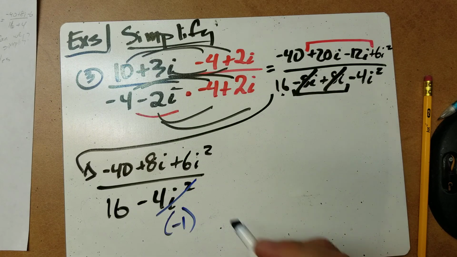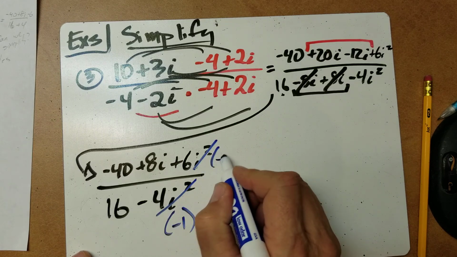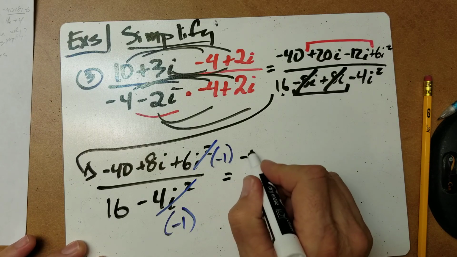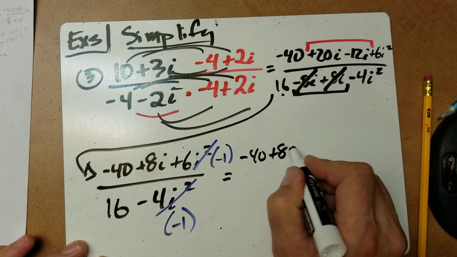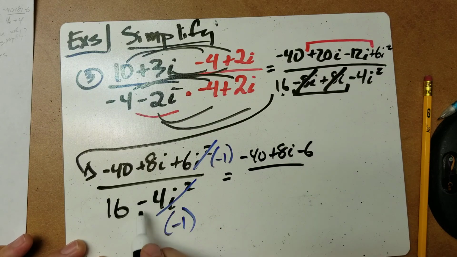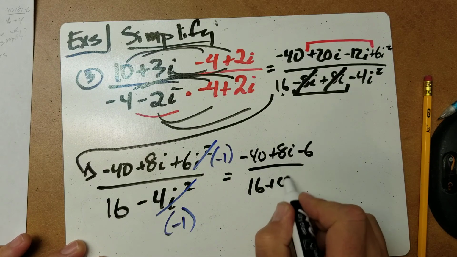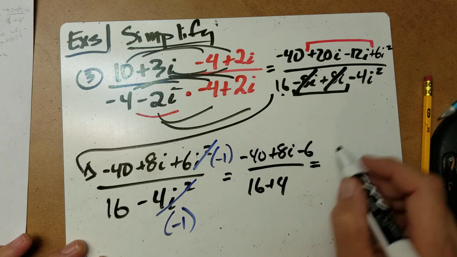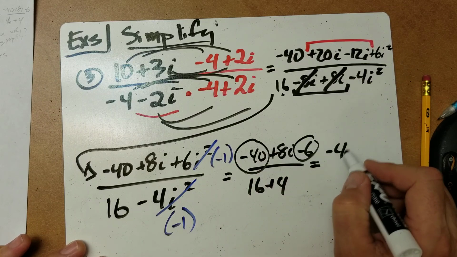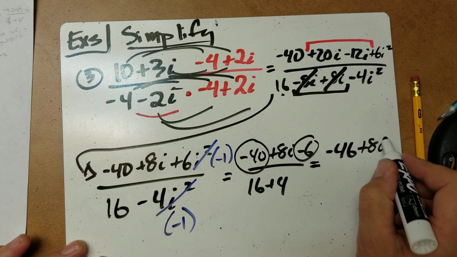Same up here. This is also negative 1. So I'm going to try to rewrite this one last time. Here's what I get. Negative 40 plus 8i. 6 times negative 1 is minus 6. I get this negative 4 and that negative 1. That's 16 plus 4, and here's what I end up getting. I can combine this one here and this one here, which is negative 46 plus 8i, like that.